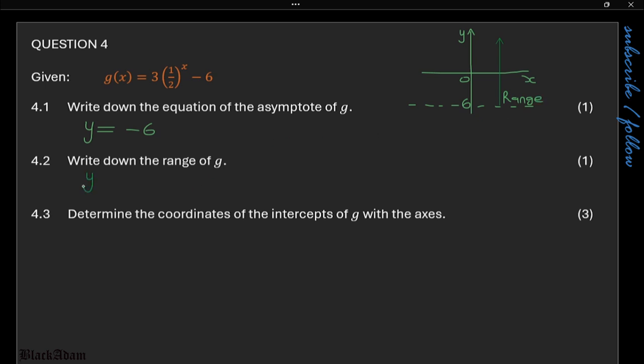So y is an element of -6 to positive infinity. Or you can also say that y is greater than -6, so it's never going to go less than that. And then determine the coordinates of the intercepts. So we have the y-intercept.